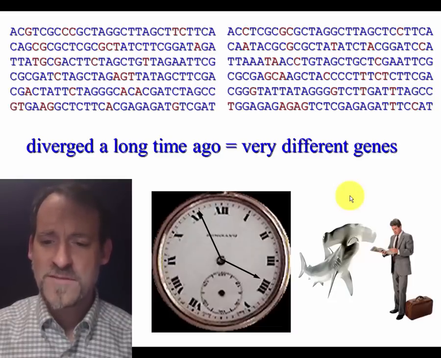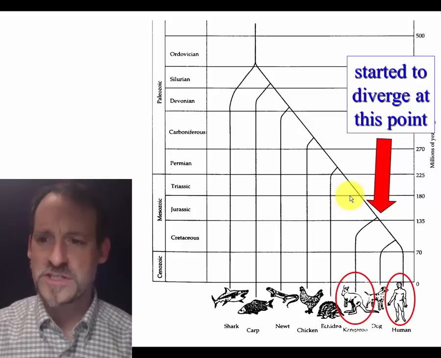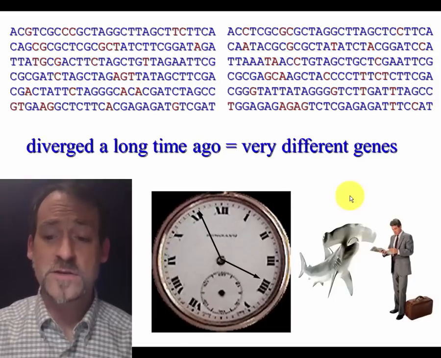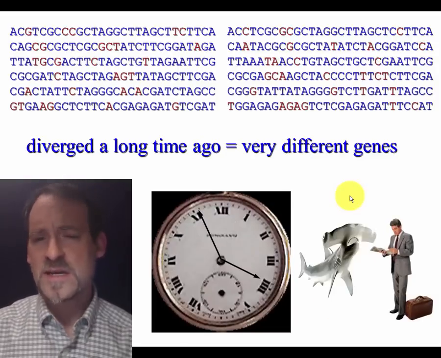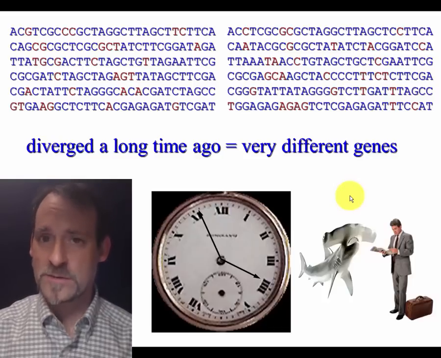If you have a species that human beings diverged from a very long time ago, like say this shark and this human, that was back here in the Ordovician, I don't even know how long that was ago, about 400 million years, I guess. They're going to look very different in terms of genes. And so, of course, you can flip that around. If two species look very different in terms of their genes, they diverged from one another a long time ago.